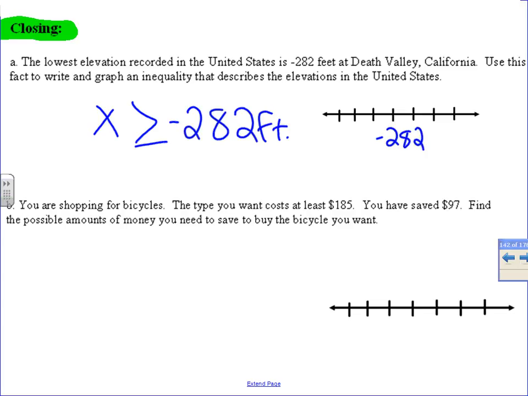If we use greater than or equal to, what should be above negative 282? What kind of circle? Filled in. Okay, and which way should the arrow go? Good. Okay, Annalise, what number goes in front of negative 282? Yep, good, negative 281. Briar, what number goes to the left of it? Negative 283, good. All right, letter B, Emma M.